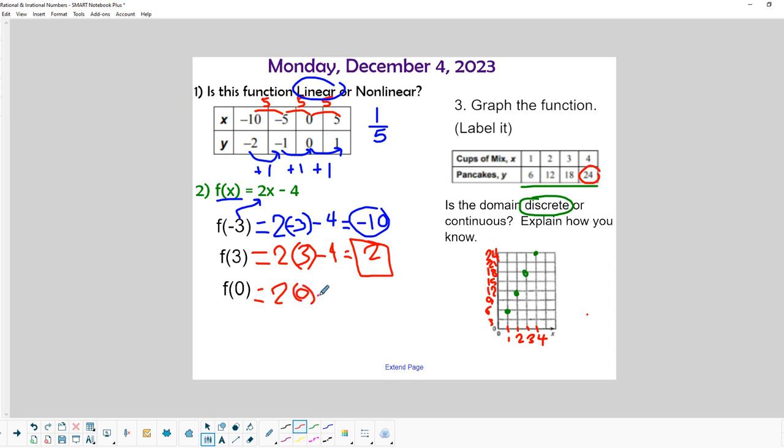2 times 0 minus 4 is equal to negative 4. So there's our three numbers when we plug these inputs into this function, and these are our three output values. Okay, so let's get on to today's lesson.